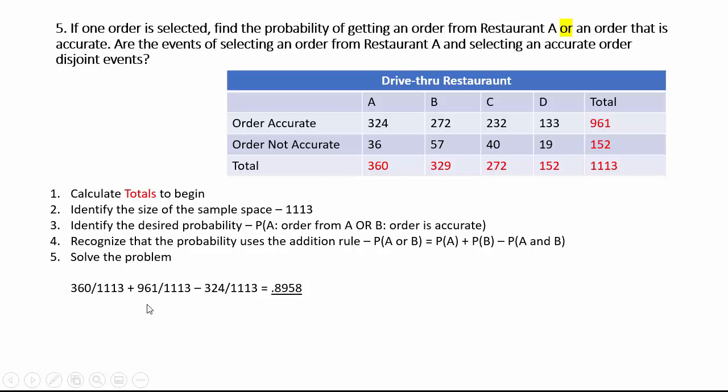We're going to add to that the probability of B, which is going to be this total over here, 961 accurate orders out of that 1,113. And then we're going to subtract out A and B together, okay, which means we had an accurate order from restaurant A, which there were 324 of those out of the sample space, 1,113.